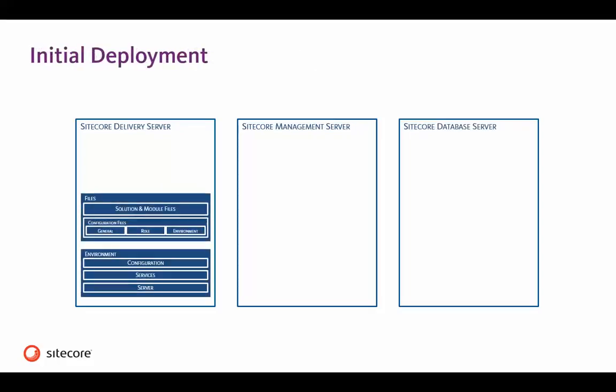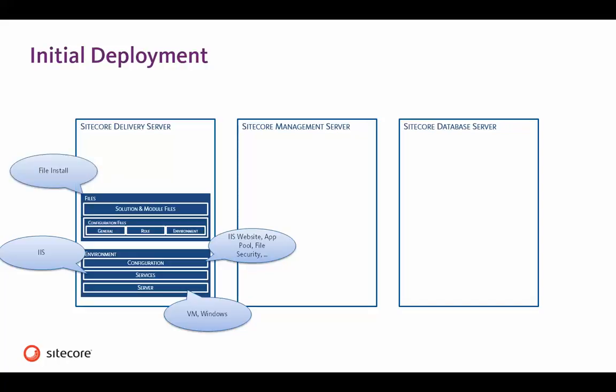So if we look at how the different components of a Sitecore solution apply to the different server roles, on the delivery server, we'd have environment specific stuff. So of course the virtual machine or the hardware, and then we'd have the operating system, and some services like IIS running on that, and then the configuration of that. So virtual machine, Windows, IIS, IIS website, app pool, file securities, things like that. On top of that we'd have a file install. So this would be a complete zip file or whatever, or a complete folder with everything in it.